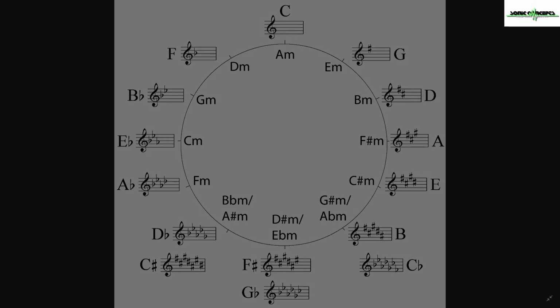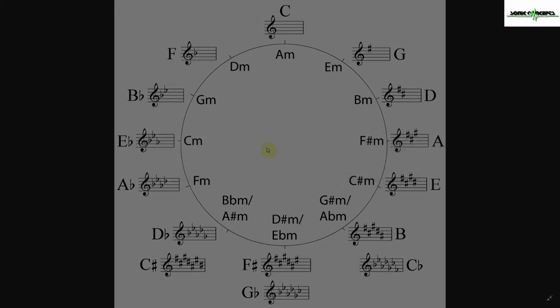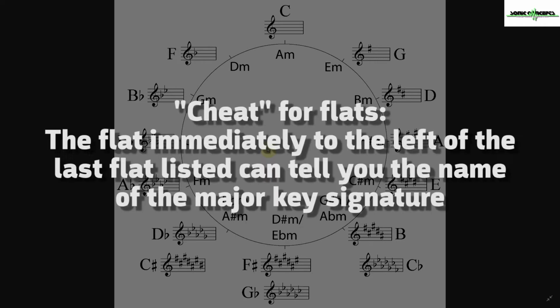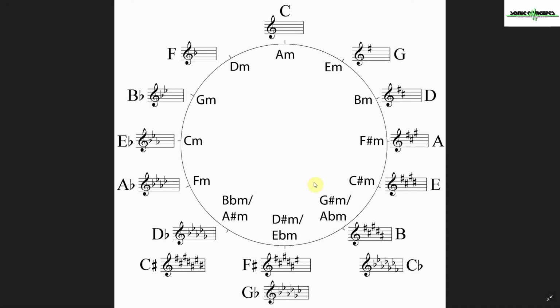There are two well-known cheats to help you quickly determine which major key a key signature is. The cheat for flats is this. The flat immediately to the left of the last flat listed can tell you the name of the major key signature. For example, the last flat listed in the key signature of C flat major is F flat. The next flat immediately to the left of F flat is C flat, which is also the name of the key signature. The exception to this rule is the key of F major, as there is only one flat, so you must memorize it as having one flat on B flat.